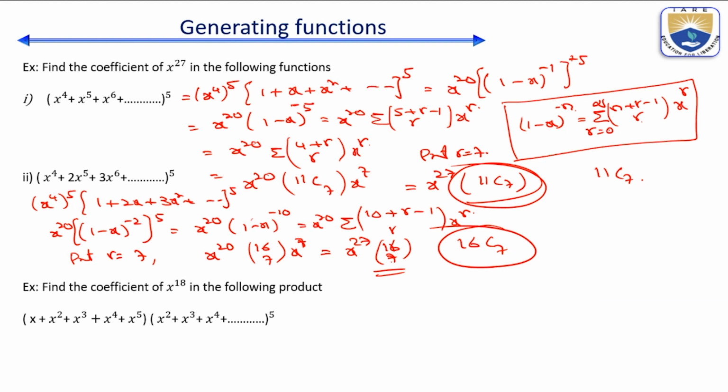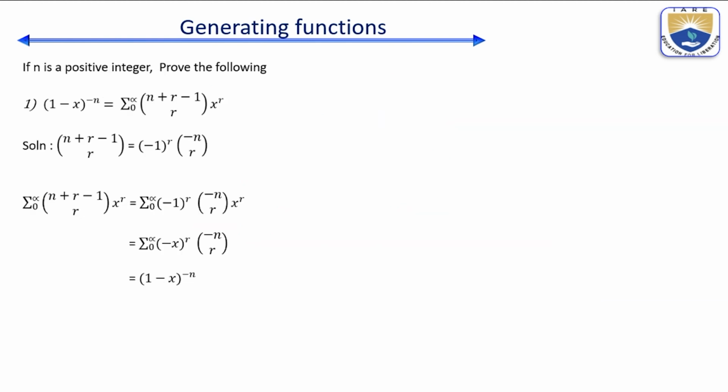Like that we can simplify this, and here also in the same manner we can do the product. Now this is the formula, already discussed: (1 - x)^(-1) is the summation of (n + r - 1)Cr x^r. This is the proof for this.